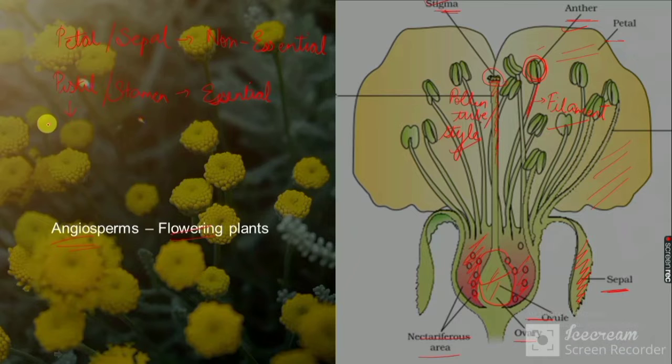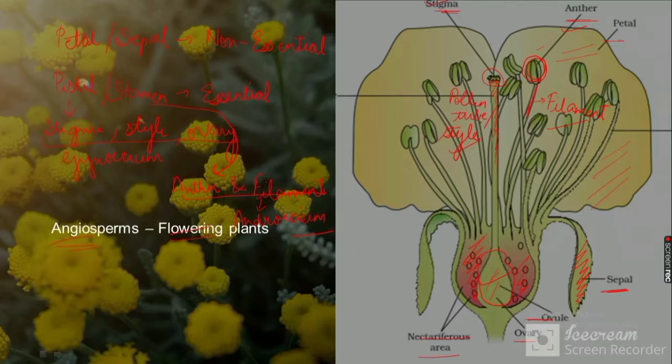Pistil is the female part. It consists of stigma, style and ovary, whereas stamen consists of anther and filament. The female parts are known as gynoecium. Anther and filament are the male parts. They are known as androecium.